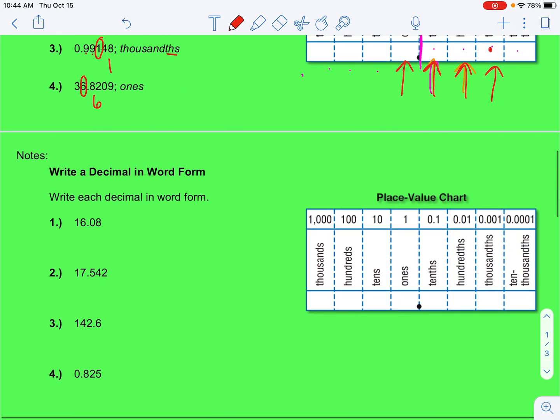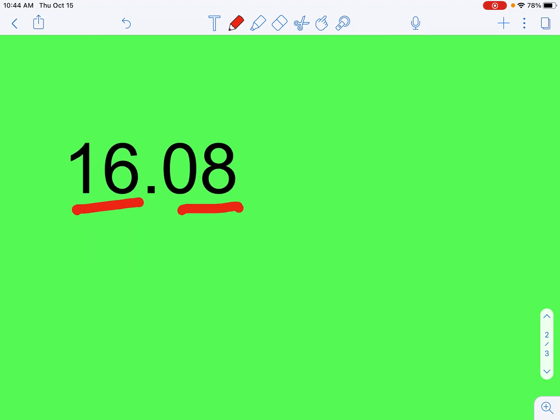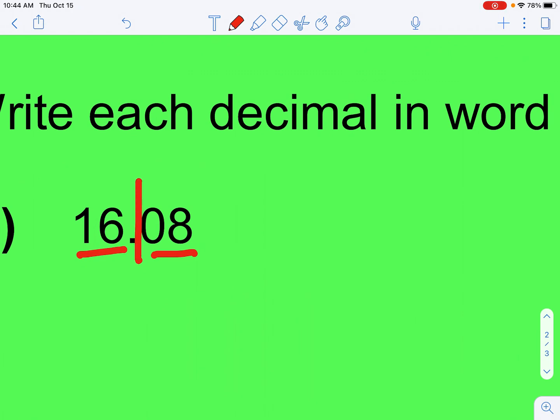Alright, our next set of directions. We need to now write the decimal in word form. Okay, so how we do this is I like to break it up. Let's look at number 1 for a second. I like to break it up before the decimal place and after the decimal place, because this decimal place right here stands for the word and.